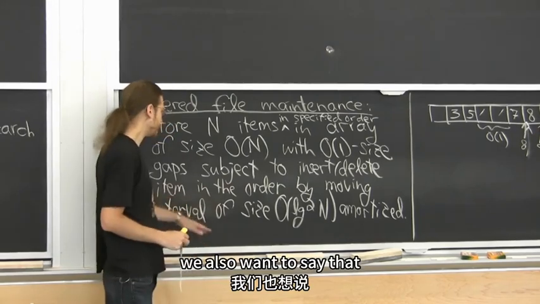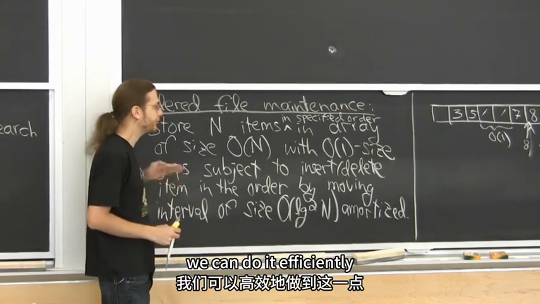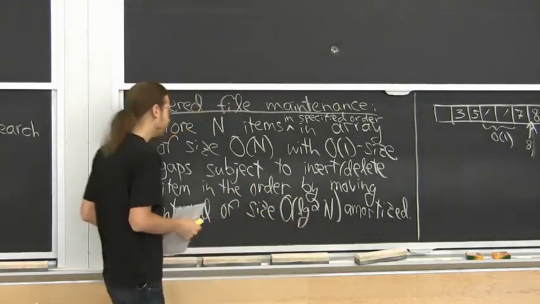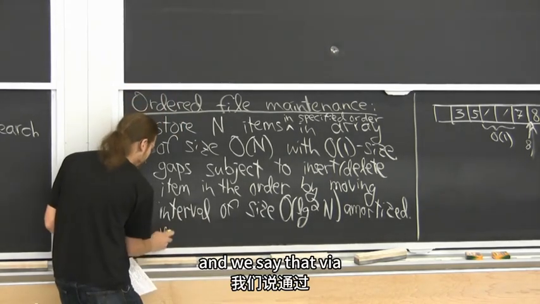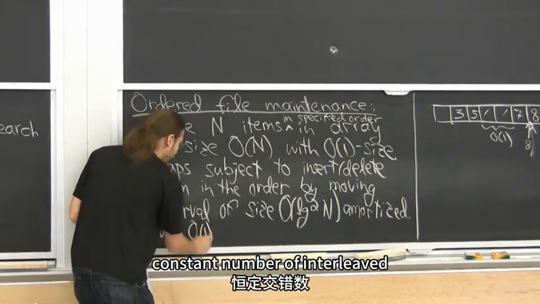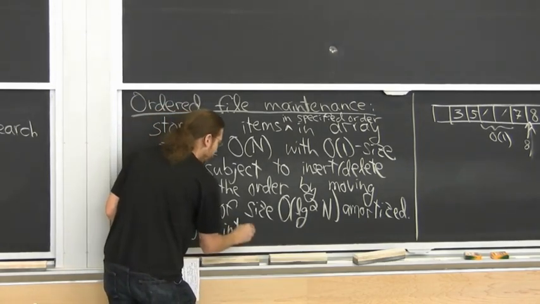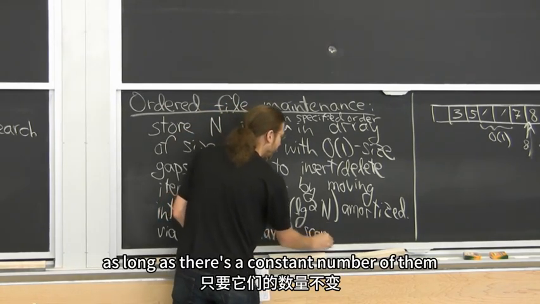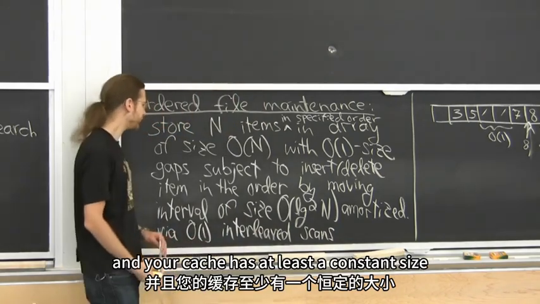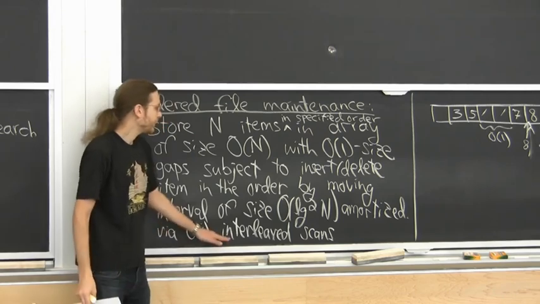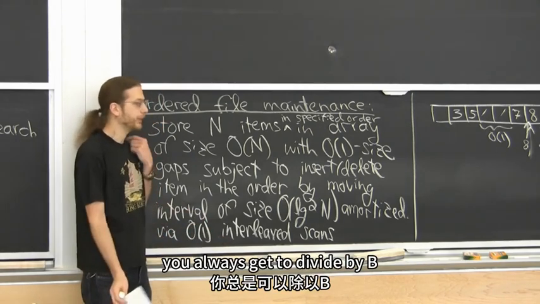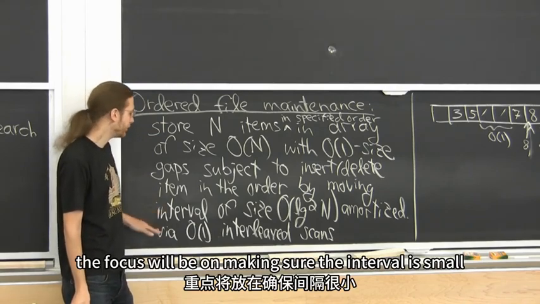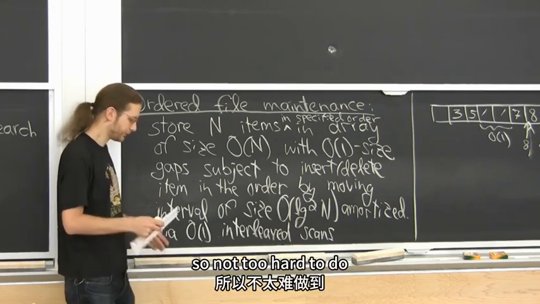I guess we also want to say that when we're moving these items in the interval, we can do it efficiently cache obliviously, because we really want log squared n divided by b. And we say that via a constant number of interleaved scans. Scans, we know, as long as there's a constant number of them, and your cache has at least a constant number of blocks, then interleaved scans are always going to be efficient. You always get to divide by b. Okay, but the focus will be on making sure the interval is small. The rearrangement will actually be very simple, so not too hard to do.